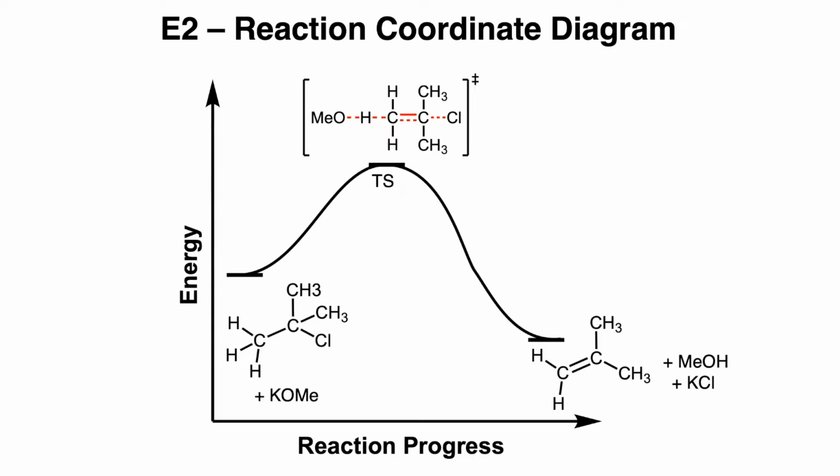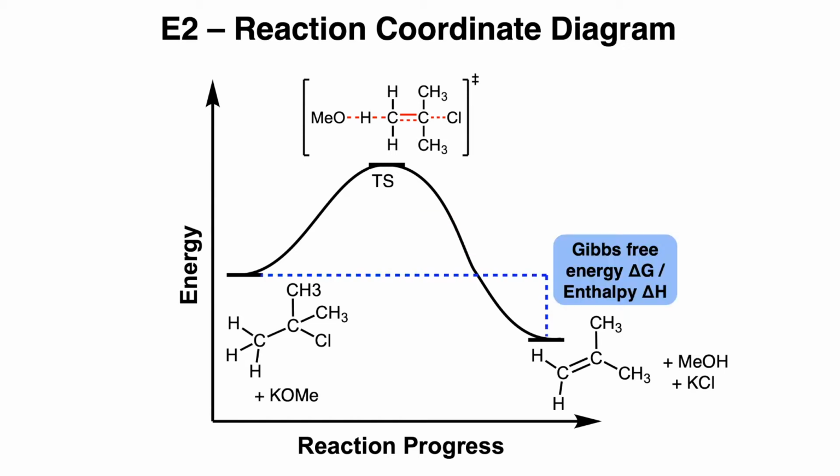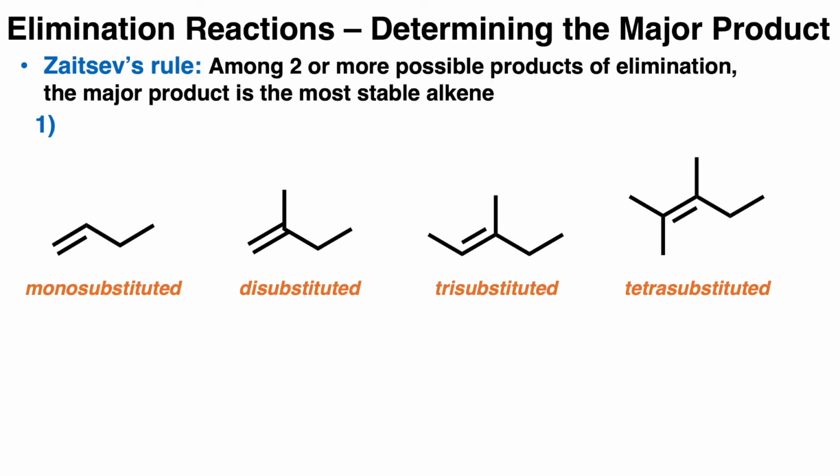So we can plot each of the species on a reaction coordinate diagram, starting with our alkyl halide substrate and base on the left to reach the transition state, followed by the formation of the alkene product. The energy from reactants to the transition state is the activation energy, or E sub A. And the amount of energy between the reactants and products is the Gibbs free energy, delta G, or enthalpy, delta H. So elimination reactions follow Zaitsev's rule, which is a way to determine which is the major product.